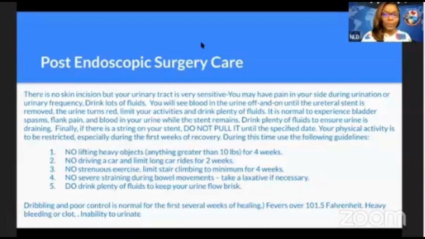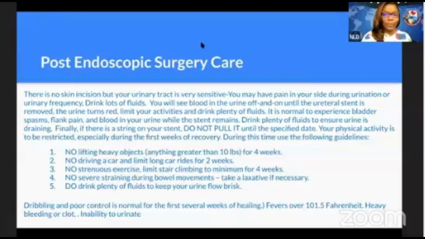If there's a string on your stent, you don't want to pull that out. Please don't do that until the specified date. The doctor will tell you when and how you'll do it. Yes, you may have to pull it yourself. If you get scared doing it, then you have to call your physician or the nurses to help you to take that out. Your physical activities should be restricted, especially during the first weeks of recovery.